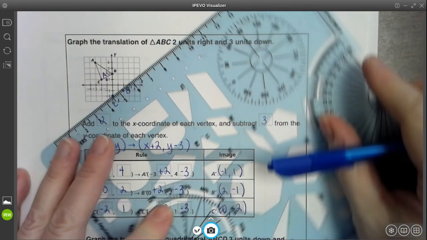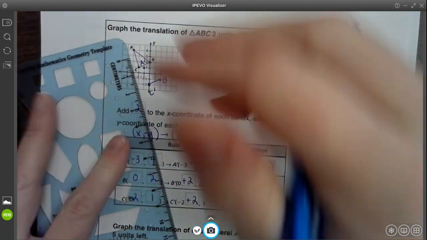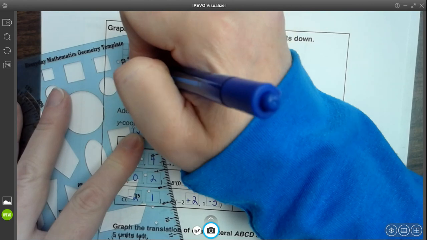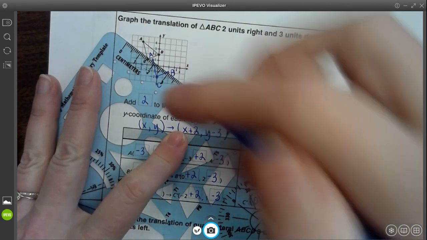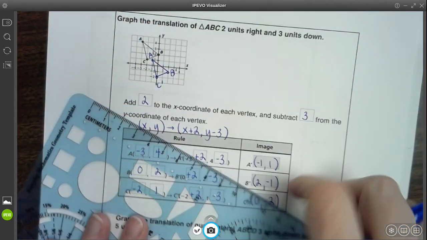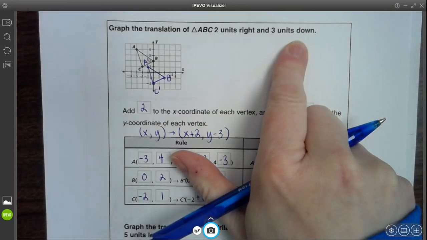Make sure you put your primes in there when you're labeling the new coordinates. And again, your two triangles should look identical. It's just that one of them is slid to the right and down.